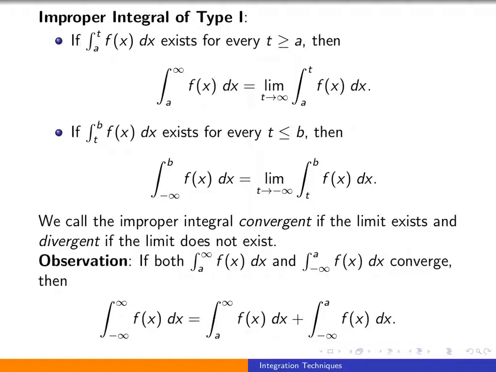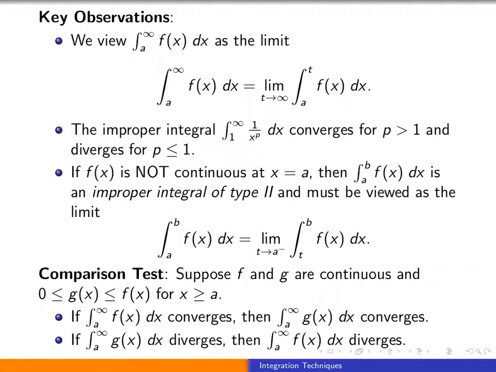This improper integral is called convergent if the limit on the right-hand side exists, and divergent if the limit does not. Another very big observation is that if the improper integrals from a to infinity and from minus infinity to a of a function converge, and we need both of them to converge, then we can evaluate the integral from minus infinity to infinity by just adding up those two quantities. But once again, note we can only do this if both of these integrals simultaneously converge. As mentioned a moment ago, we view this improper integral as a limit.